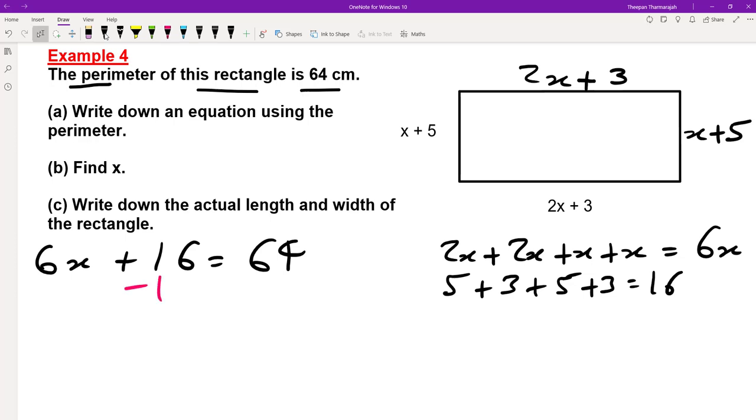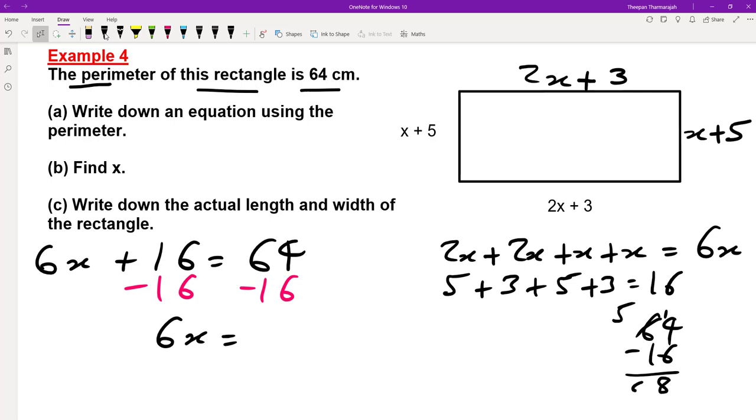So we're going to minus 16 on both sides of the equation. So we're going to get 6x is equal to, then we can do 64 minus 16 here. That's going to give me a 5. That's going to give me a 1. So 14 take away 6 is going to give me 8. 5 take away 1 is 4. So we get 48. And then we divide both sides by 6. So x equals 8.